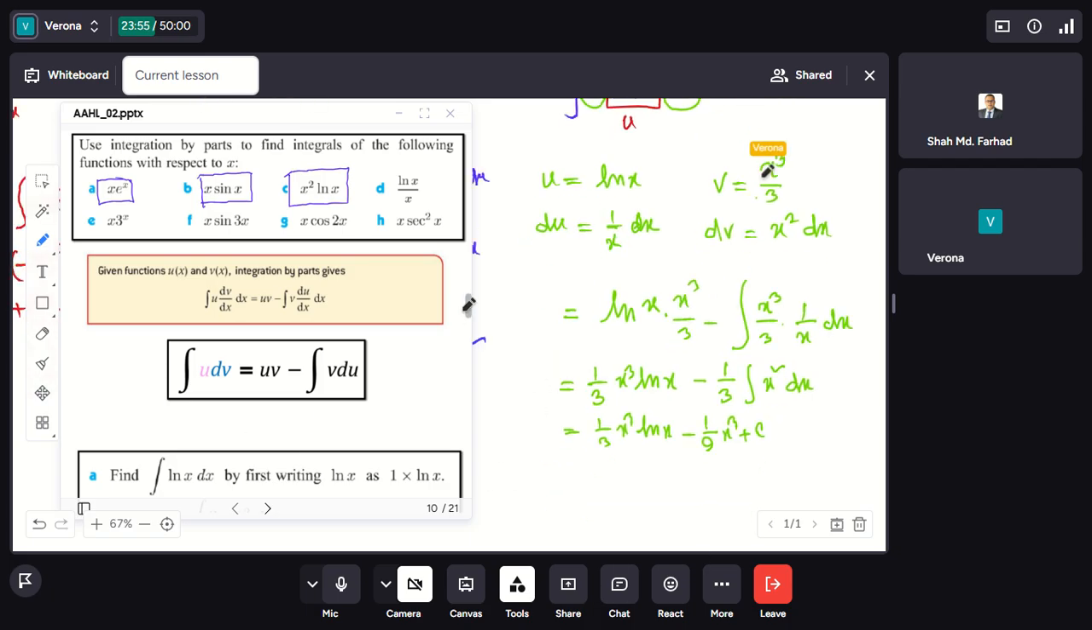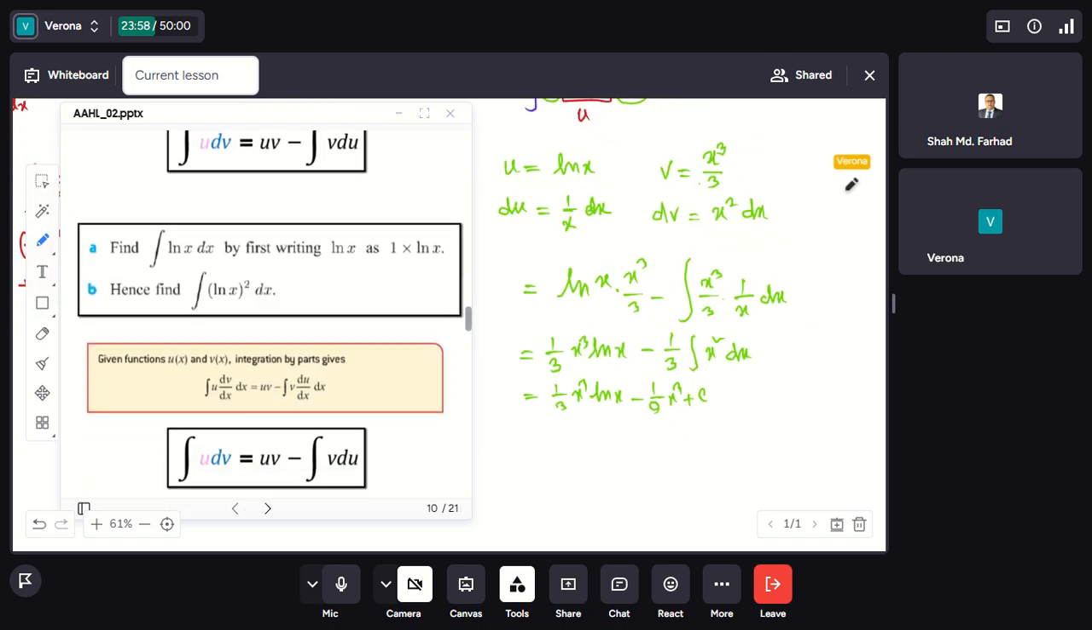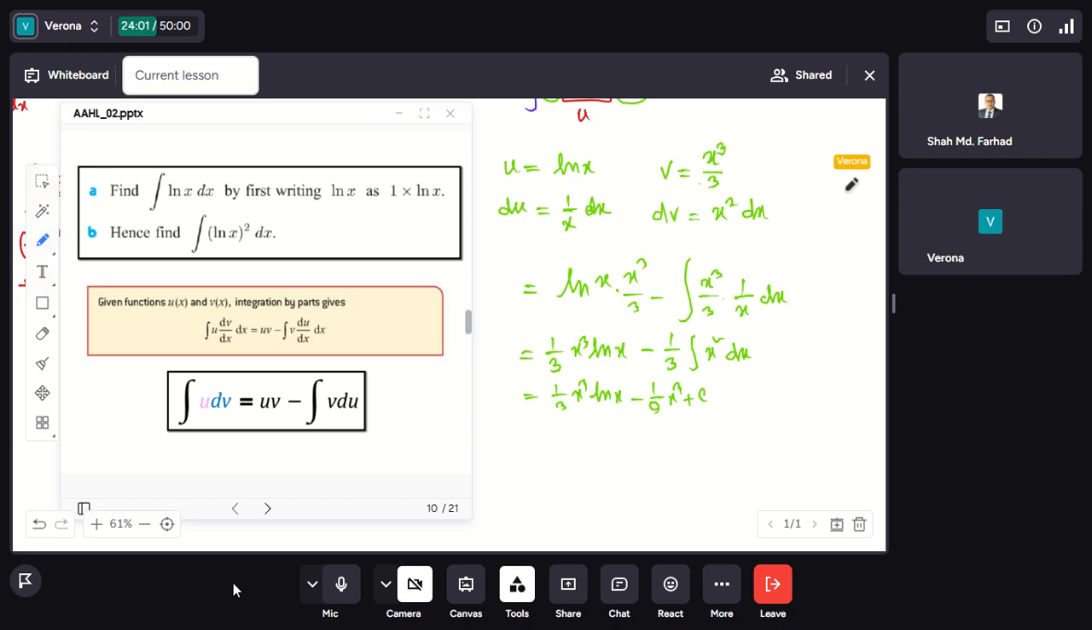Okay. Go for number A. Since if we notice the term here, we are given only integral ln x dx. So hence we have to write ln x as 1 times ln x. Then we will have two terms.